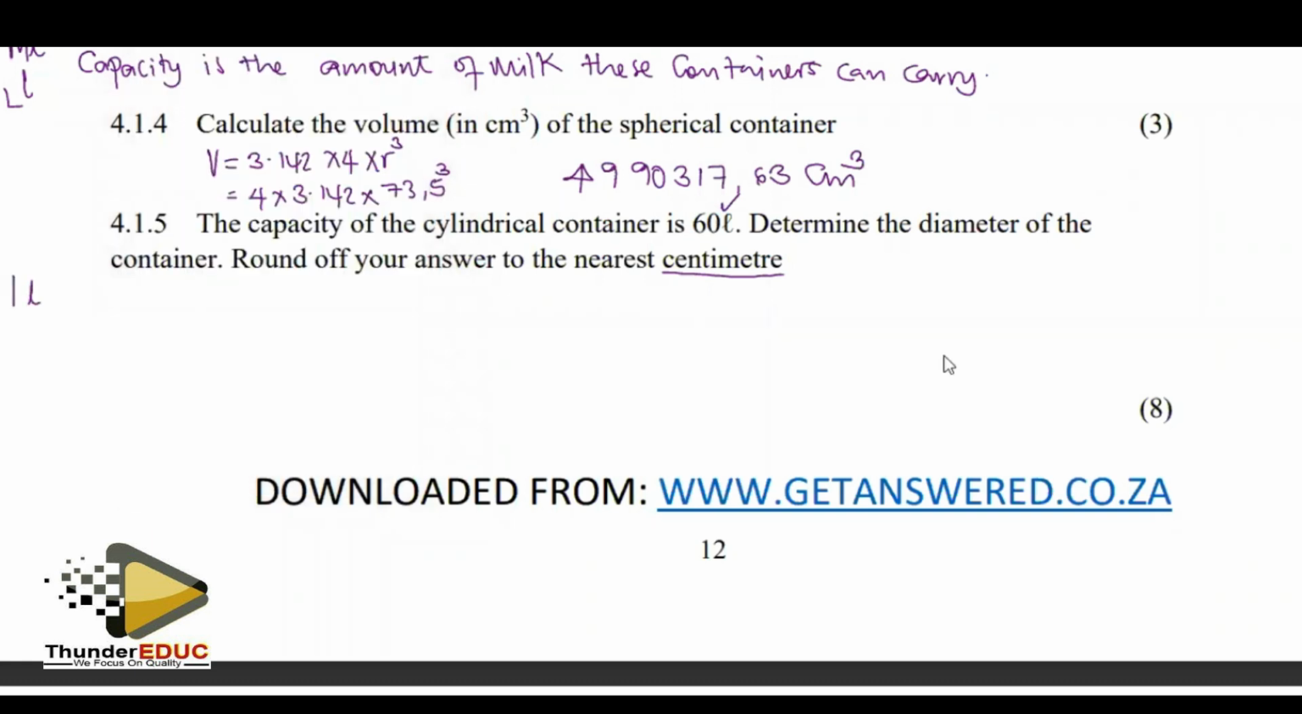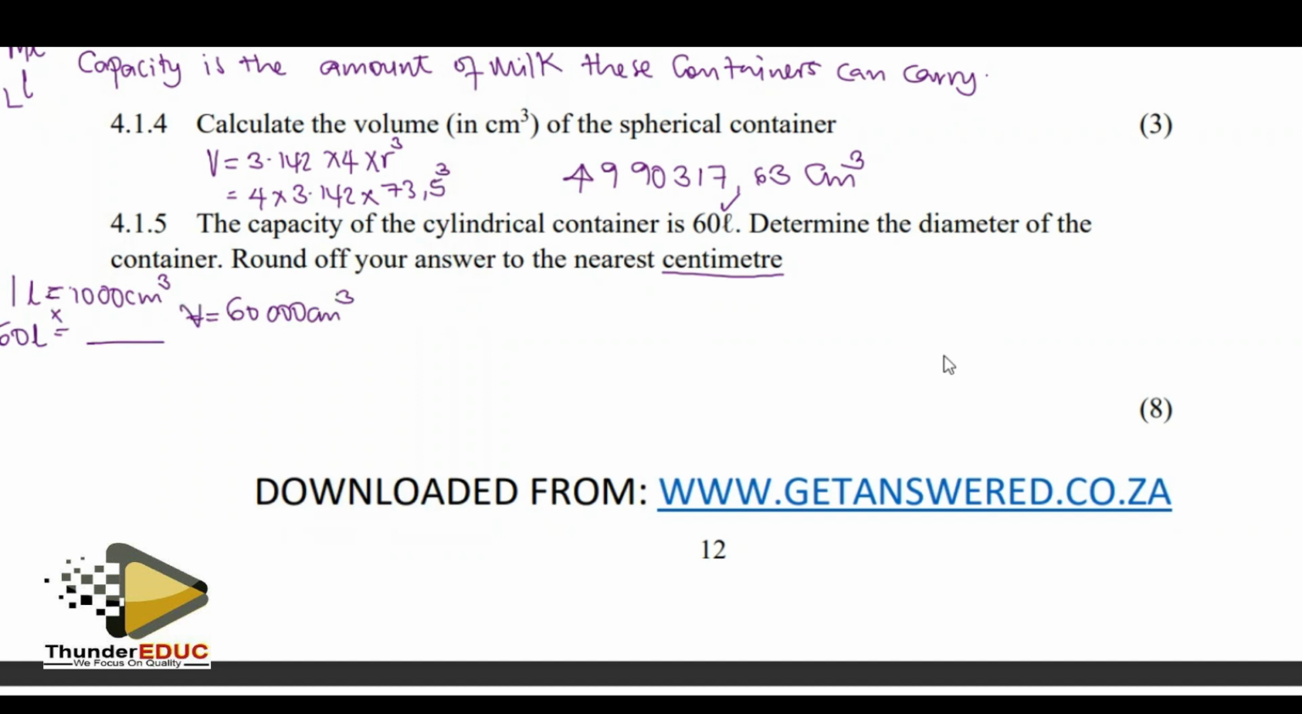One liter equals 1,000 centimeters cubed. So if you have 60 liters, what will it be? Multiply by 1,000. So you have 60,000 centimeters cubed. This is now our volume.